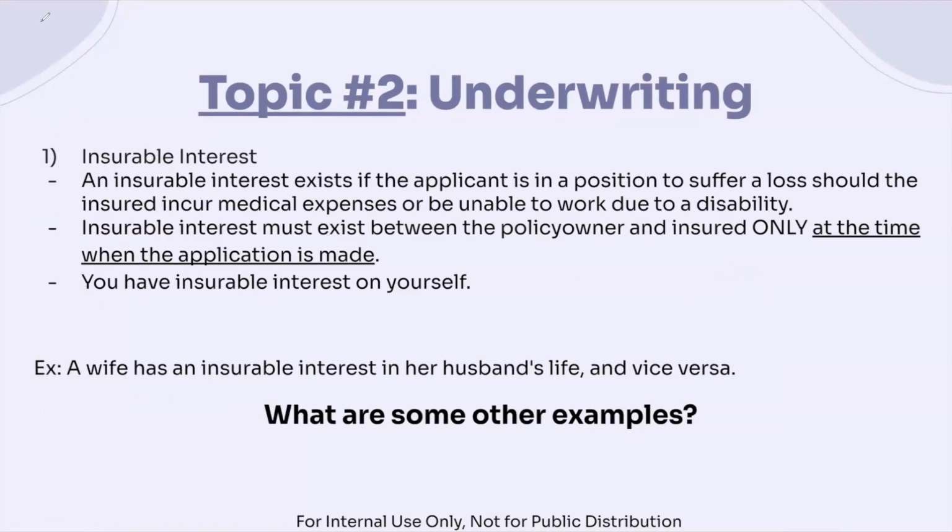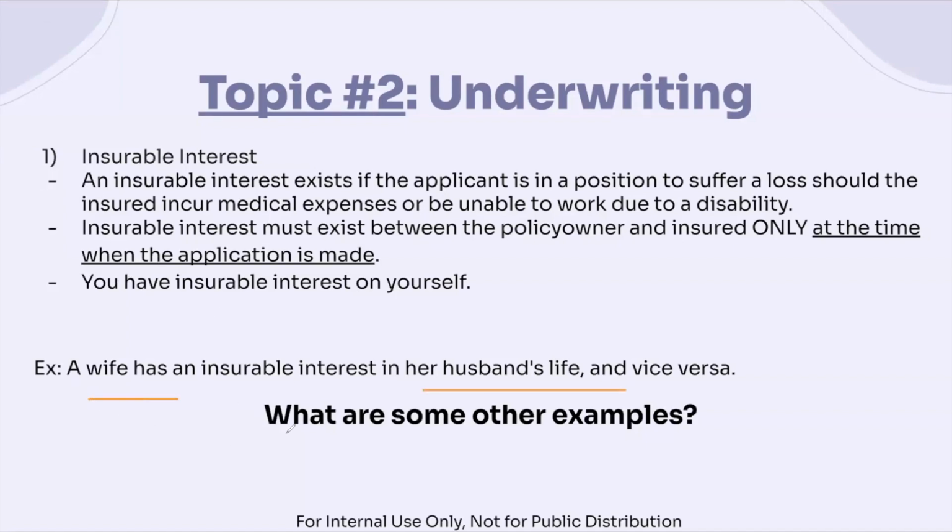confused. So insurable interest exists if an applicant is in a position to suffer a loss should an insured incur medical expenses or be unable to work due to disability. So this is important, right? So you can't just purchase insurance on a stranger that you met, right? Remember, the applicant is in a position to suffer a loss should an insured incur medical expenses, be unable to work, or pass away. So examples include the wife has insurable interest on her husband's life, right?